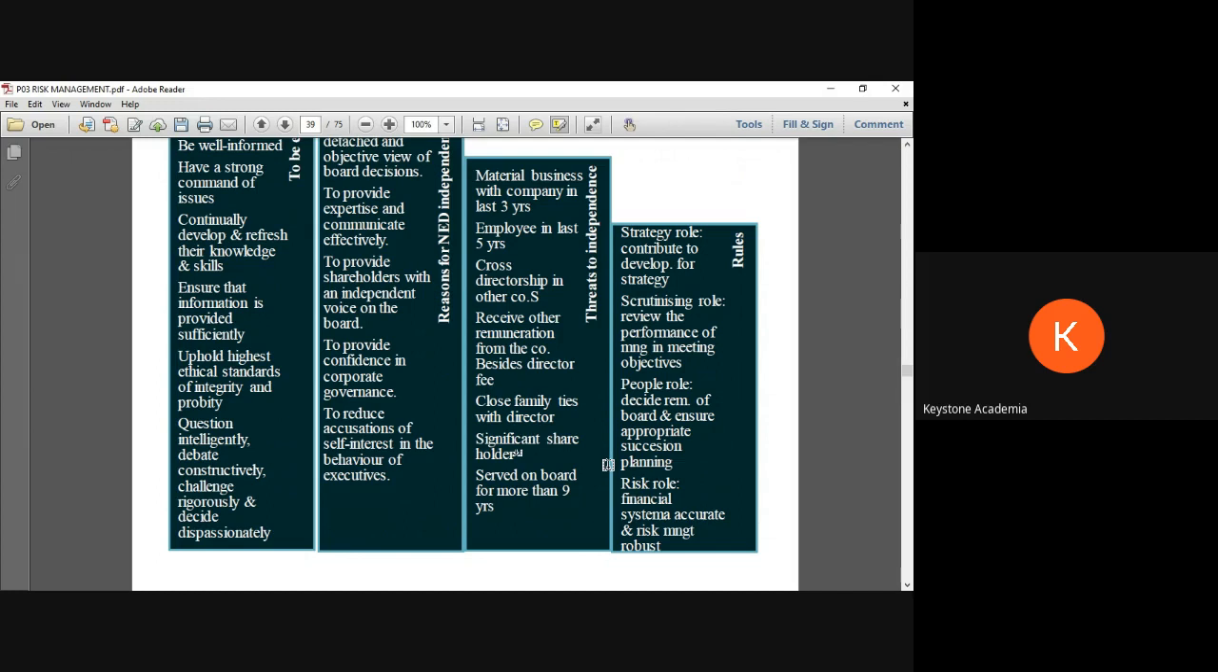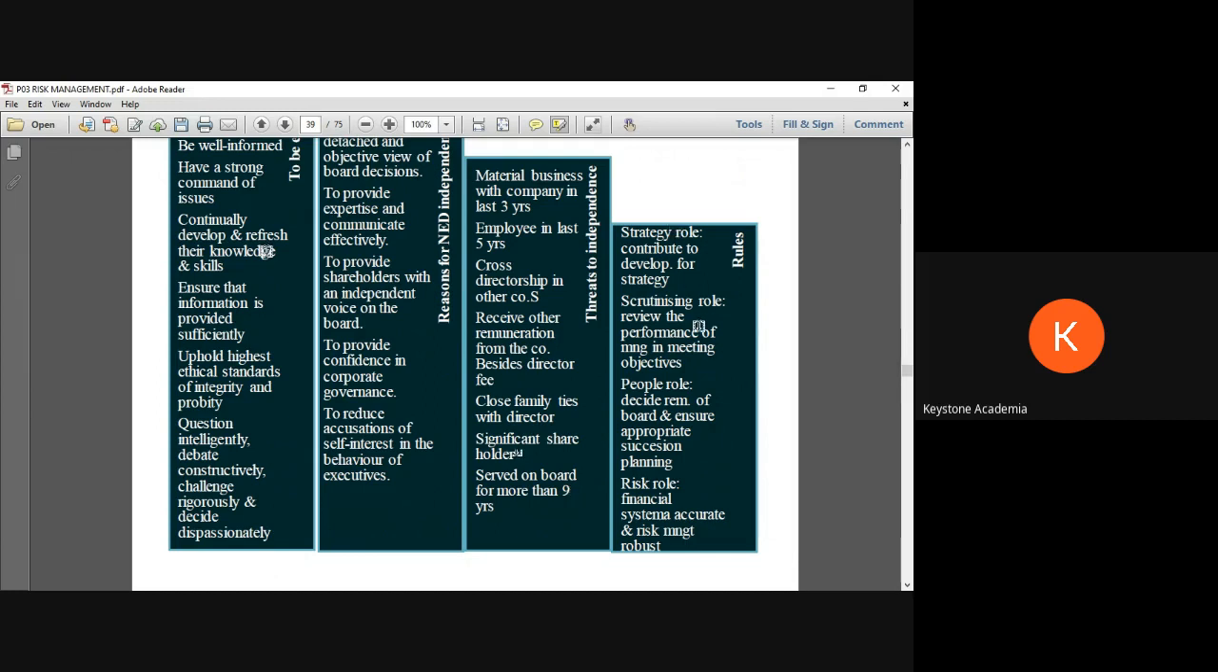What are the roles and responsibilities for them? They should contribute in developing the strategy. Here we are saying that they should be effective and well informed, so obviously, if they are well informed, only then can they contribute to the strategy. They should continuously develop and refresh their knowledge. Because most of the time as executives, we are involved in day-to-day operations and always have an inside-out view. So we need somebody from outside to come and tell us and give an outside-in view.